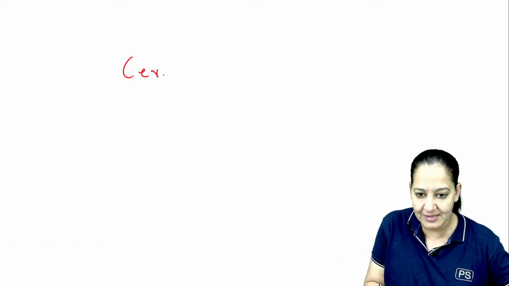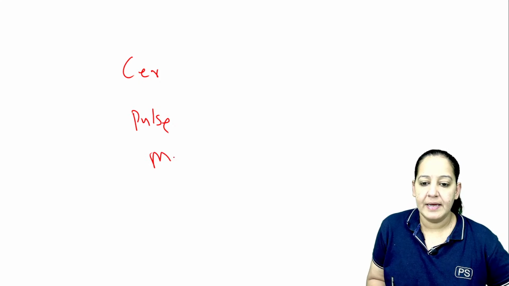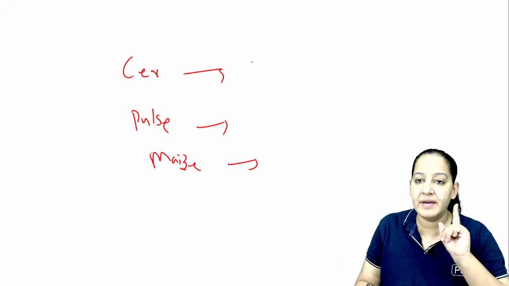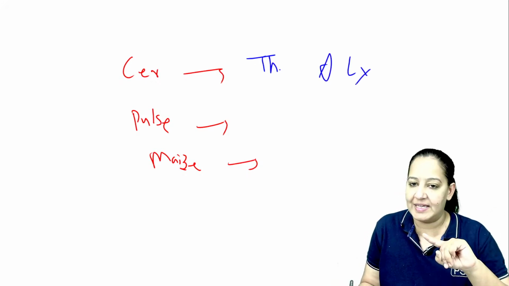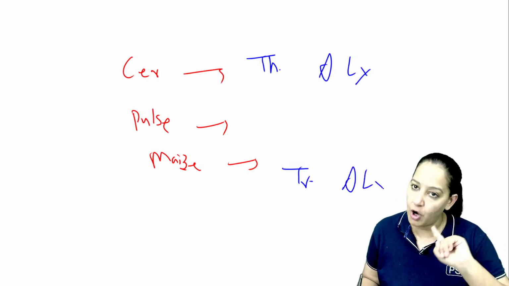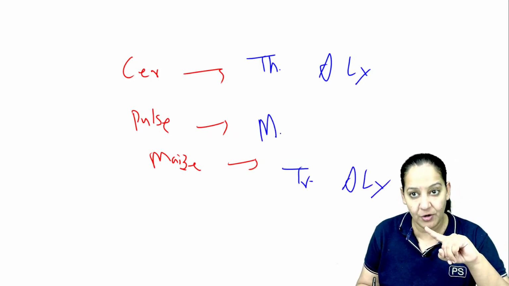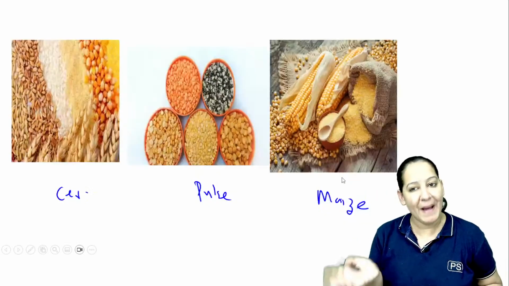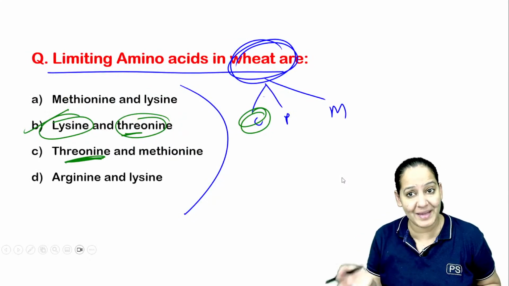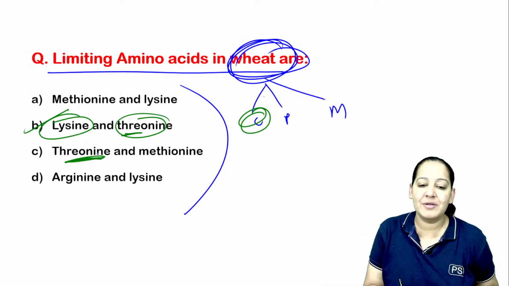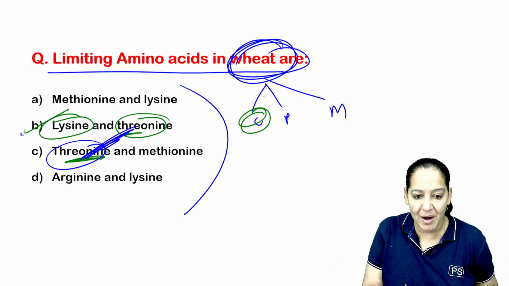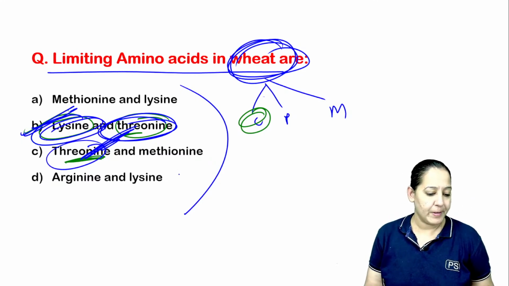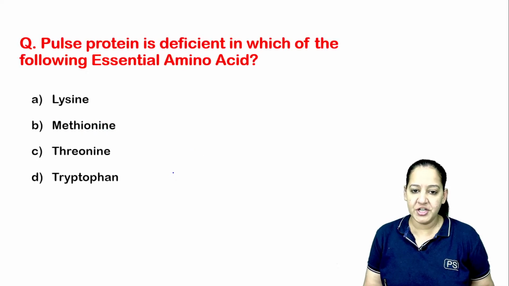So I want to tell you three things: cereals, pulse, and maize. Two amino acids missing in them, the main one and the second one. So the main one in cereals is threonine along with lysine. Main one in maize is tryptophan along with lysine. In pulses, the main one is methionine and the second one is cysteine. So how to learn? It's your choice, but you have to learn the two. Now in this question they asked the second one also along with the main. Because threonine is present in two options, you have to mark lysine and threonine. This is the main amino acid. This is also absent a little bit. So go with B. Got it? Say yes. Can we go to the next question?